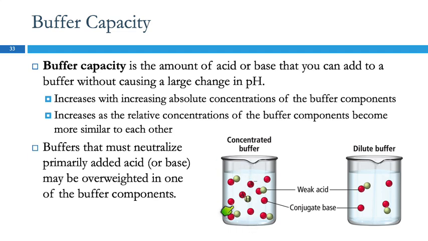So here's an illustration of a concentrated buffer and a dilute buffer. You could think of these as little workers. They're here to take care of the problem. There just aren't as many here. They can only each take care of one guy. Once they take care of their guy, they're done. And so here, you could overwhelm this buffer by adding 3 molecules, whereas this one has a lot more, and so you could add a lot more without destroying the buffer.